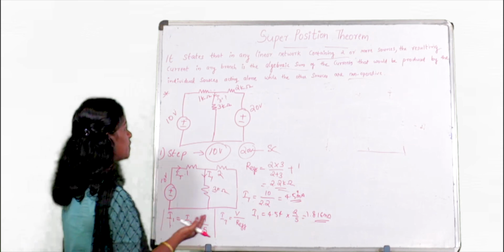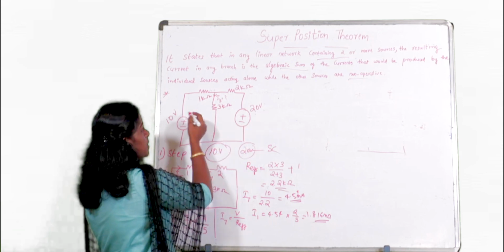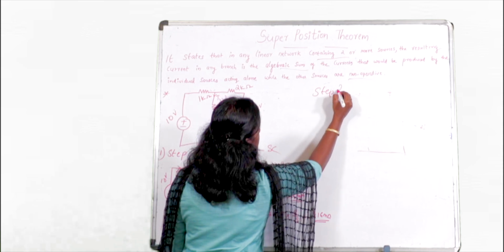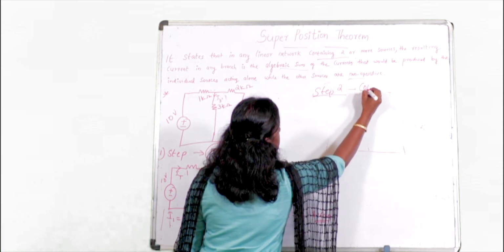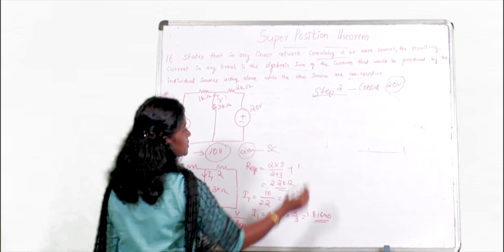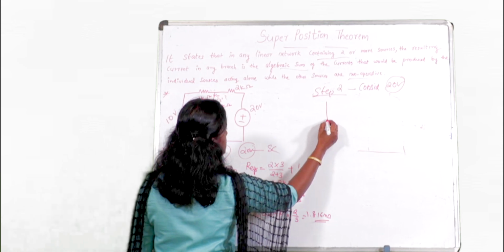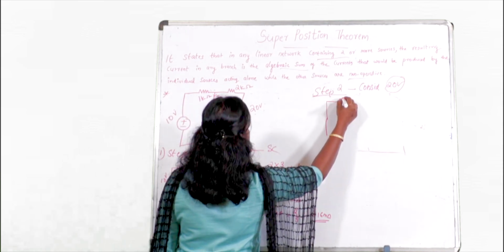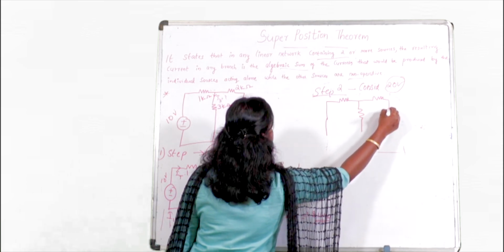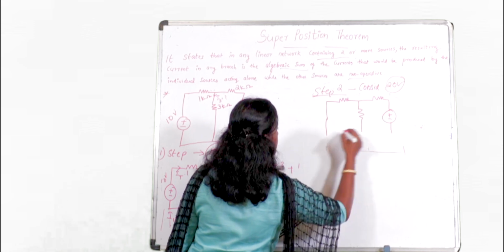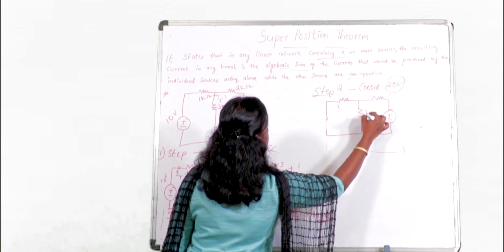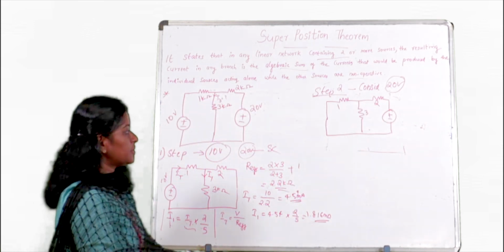Next we have to consider the 20 voltage source. That time the 10 voltage source should be short circuit. So that is step 2. Step 2, I am considering the 20 voltage source. So again we are redrawing the circuit. That time this should be short circuit. So now this will be our circuit.